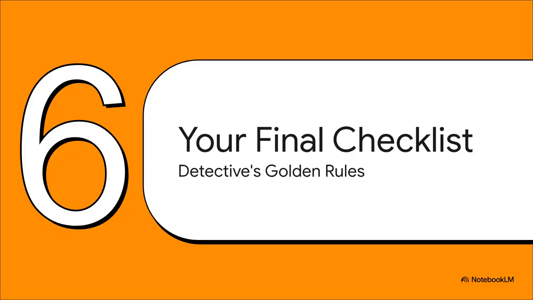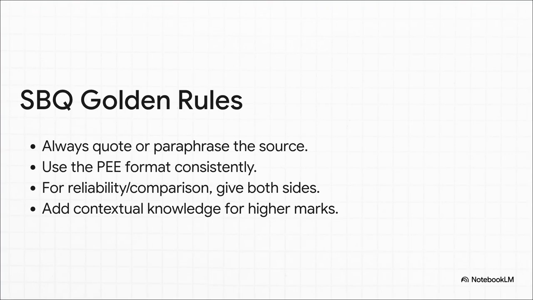Excellent work, detective. We've just gone through 4 different types of cases. Before you head out on your own missions, let's just quickly review the final checklist to make sure you're ready for anything. Okay, here are your 4 golden rules. You gotta remember these. Rule number 1, always quote or paraphrase the source. You need proof. Number 2, use the PEE technique every single time. 3, cross-reference. Look at different sources together. And number 4, add your own knowledge to your explanation.